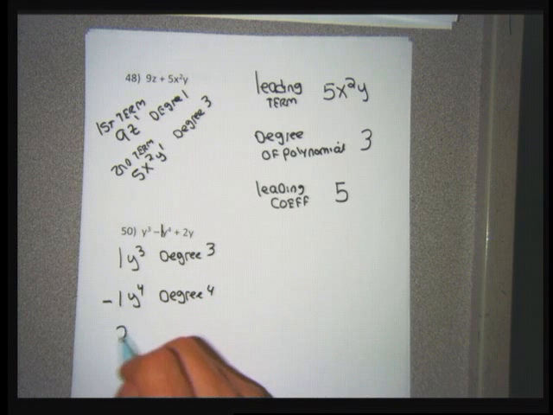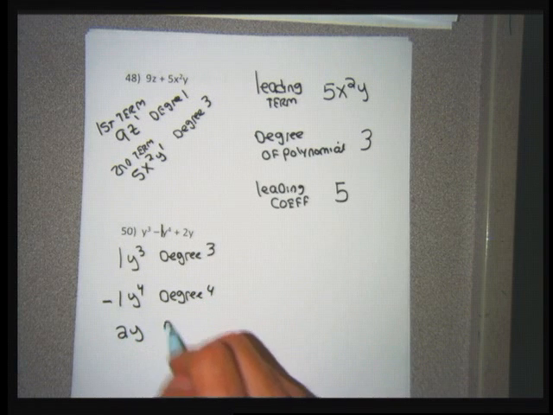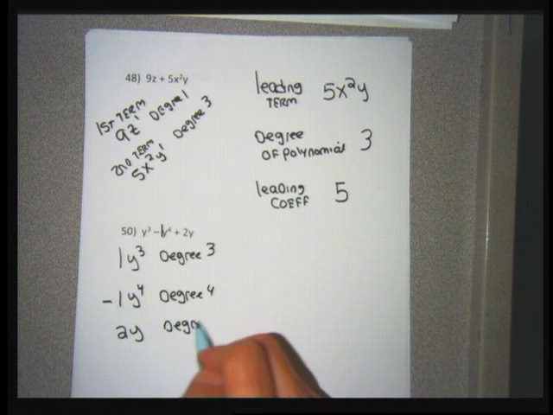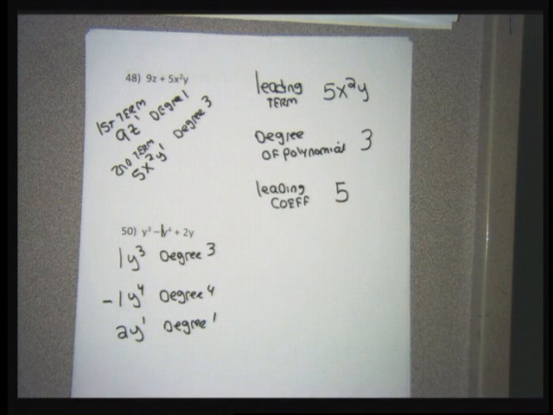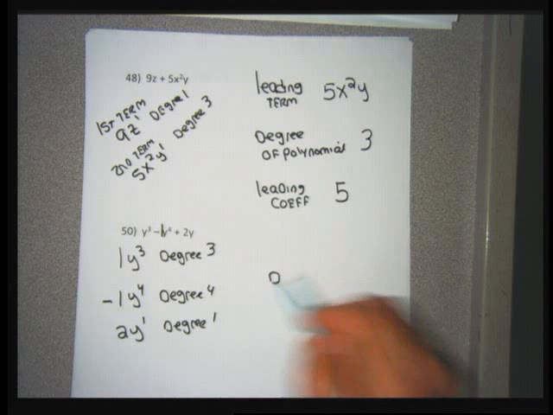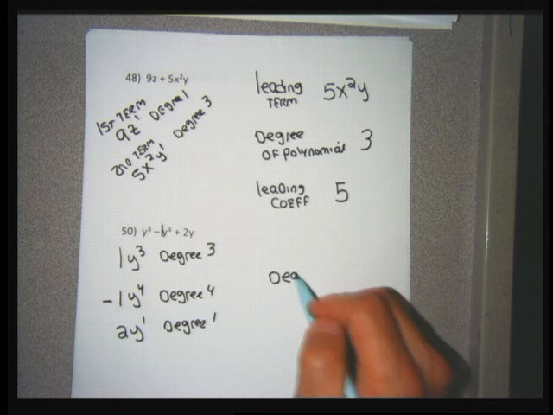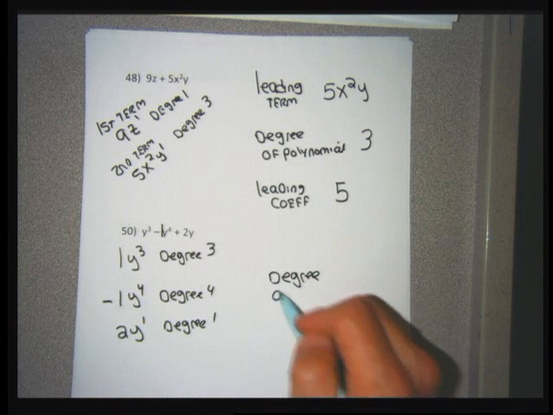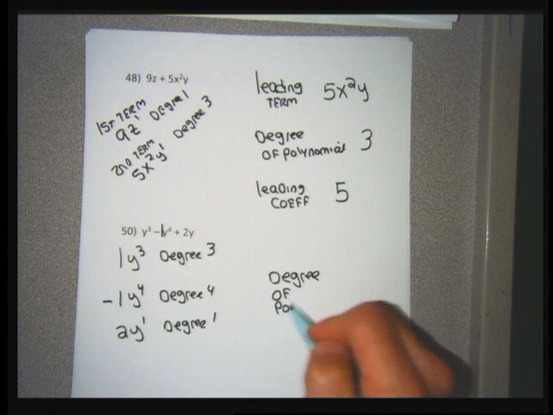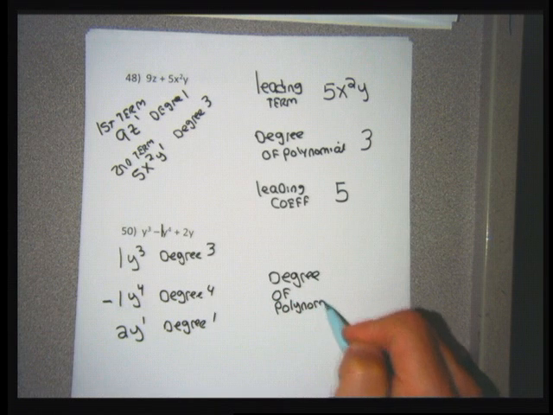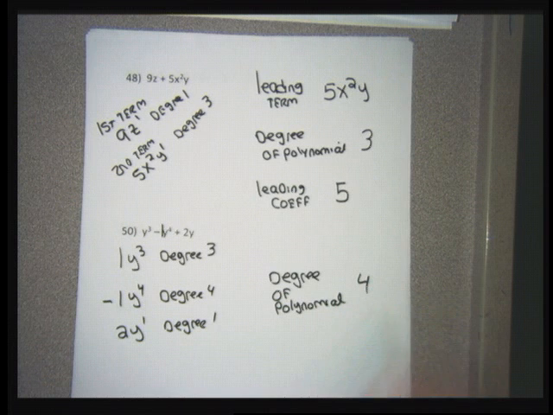And the last term, the positive 2y, has a degree of 1, because when a letter doesn't have an exponent written, there's an implied 1. So for this problem, the degree of the polynomial has to be 4. The degree of the polynomial is the highest degree of any of the terms, and 4 is the highest degree.